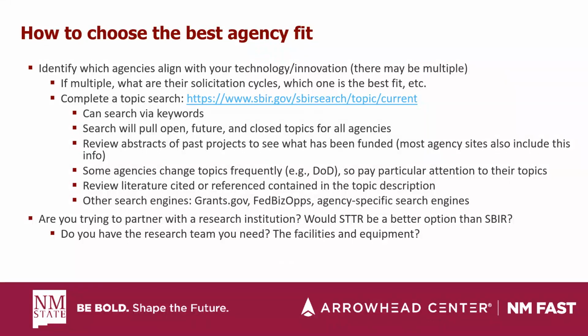Reviewing literature cited or referenced, the references contained in the topic description, is another thing that not a lot of people really know about, and it can be really helpful as you're trying to narrow down agencies and topic fit. The agencies put a lot of time into their topics, and they will reference things, and if you go to those references, you can gain a lot of really valuable information that'll help you as you're trying to figure out, who do I apply to and what are they really looking for. We've also listed some other search engines, so grants.gov, FedBizOps, all of those are also great.